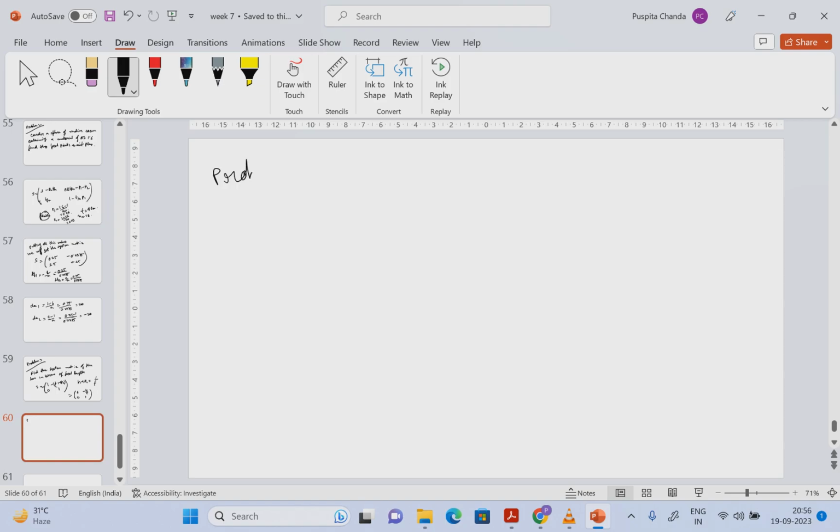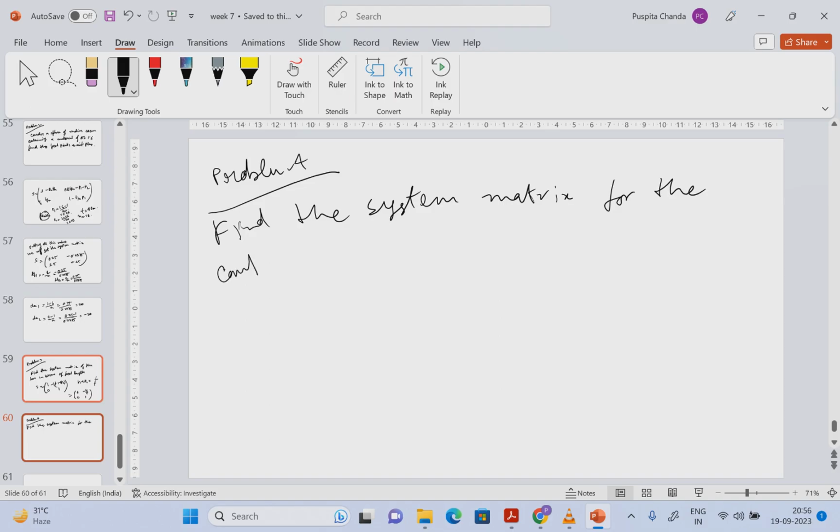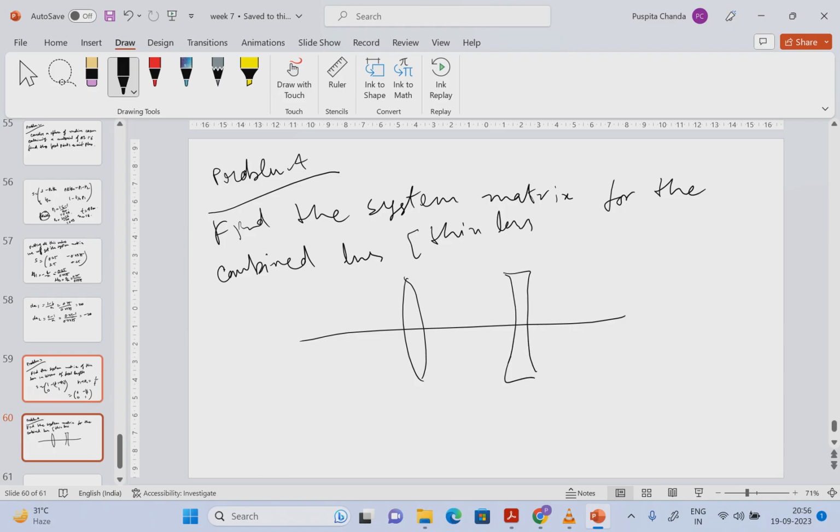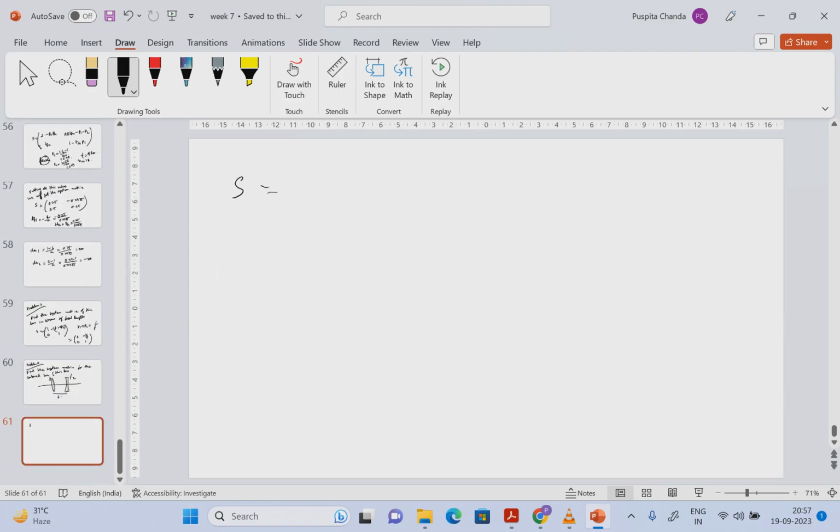Then problem 4. Find the system matrix for the combined lens. There is a lens, they are all thin lenses. And this is a lens. This has a focal length f1, this has focal length f2, and their distance is t. So what will be the system matrix?